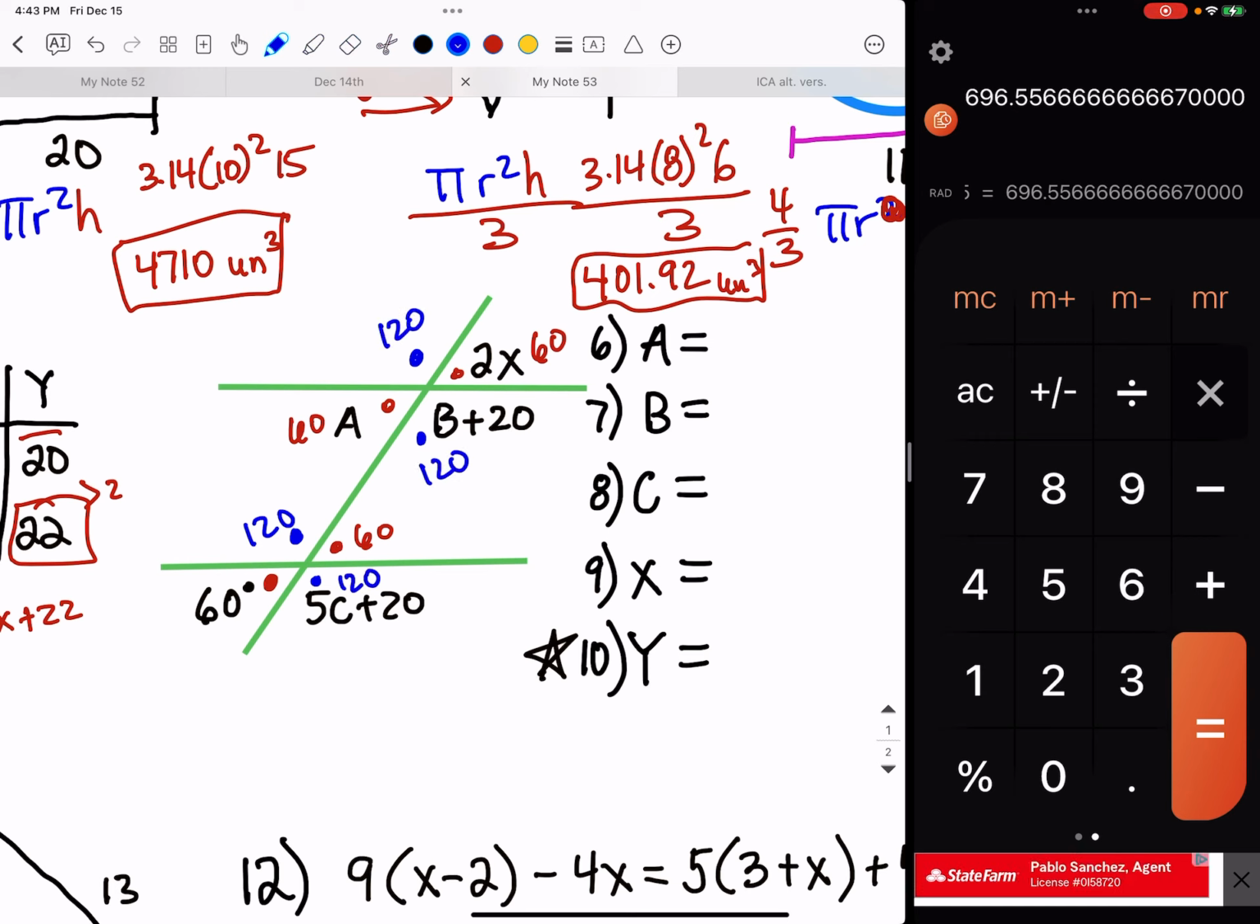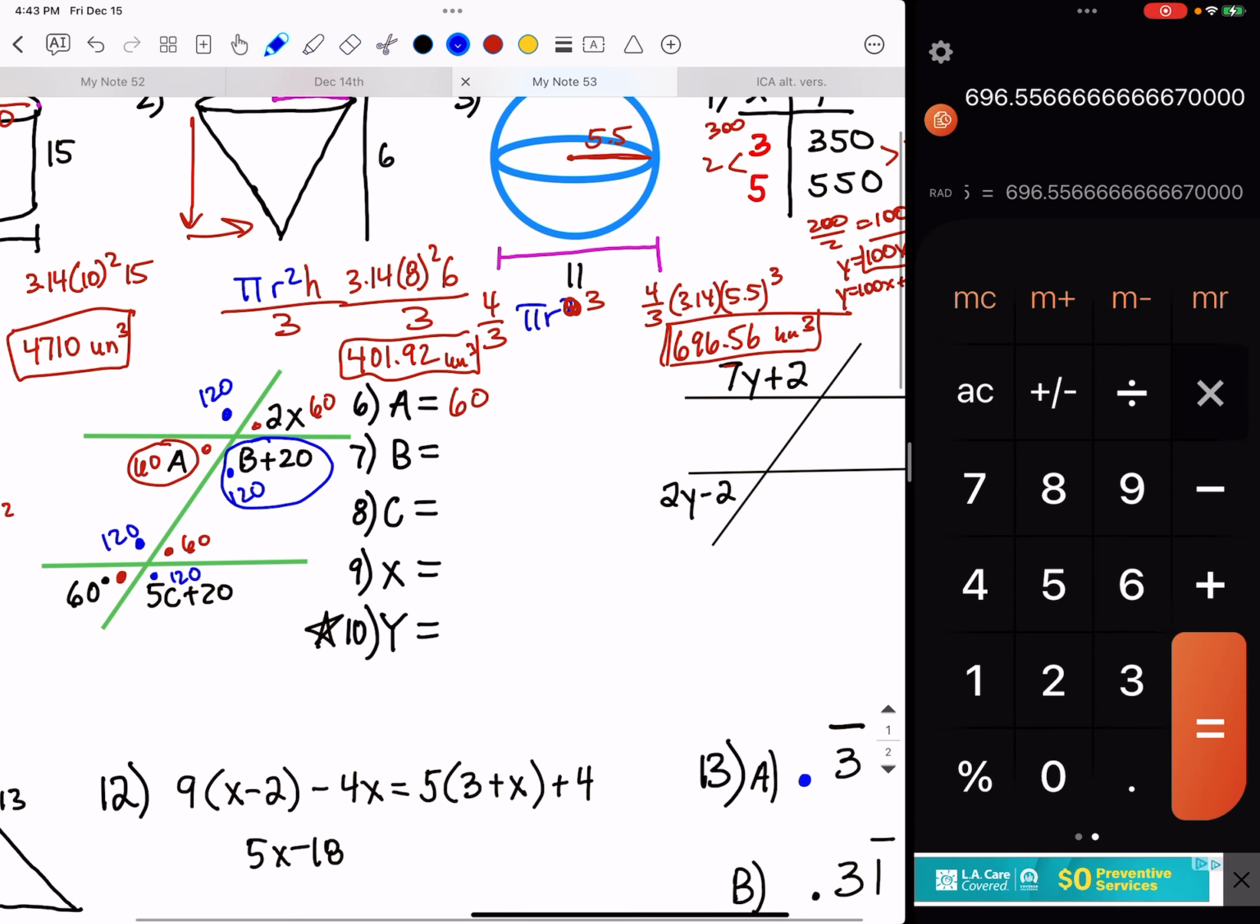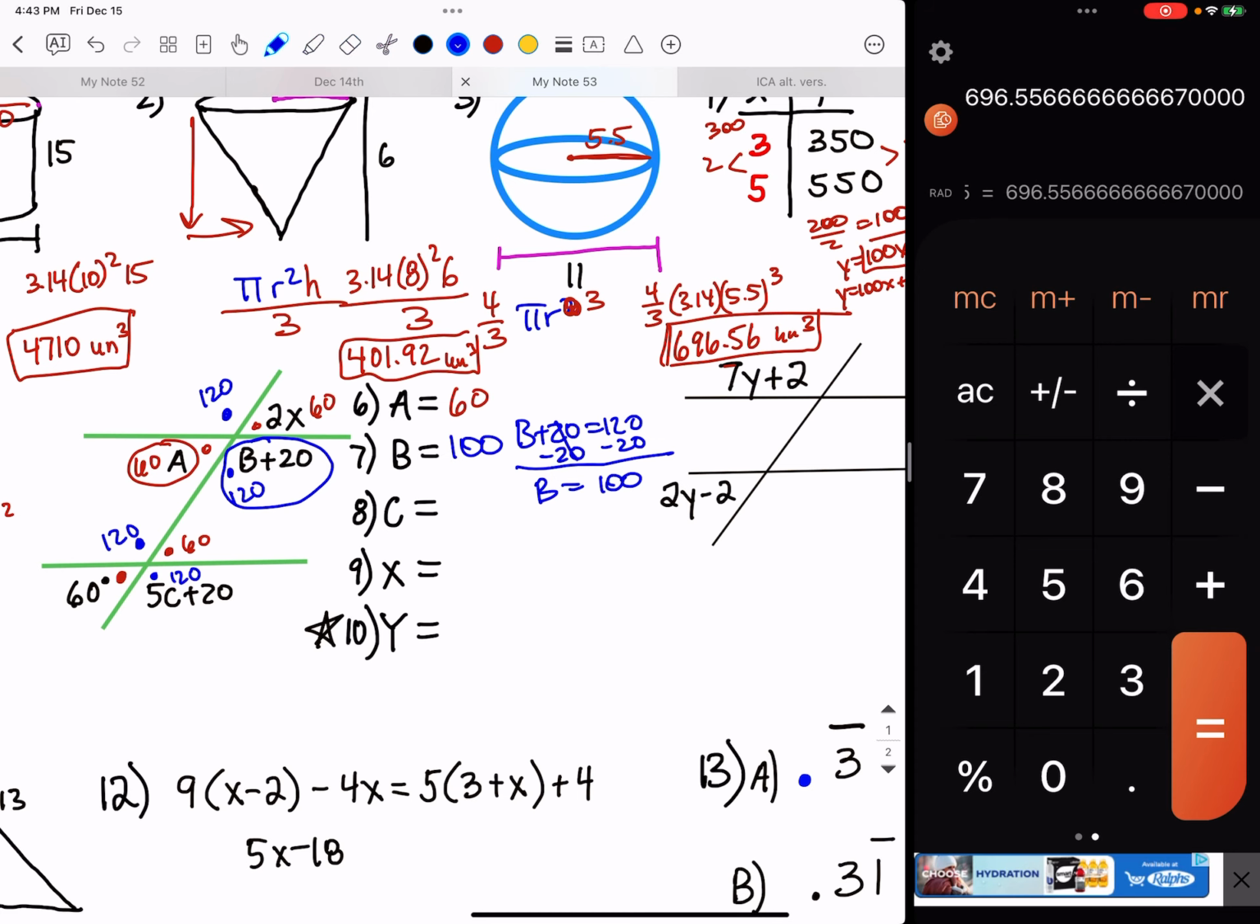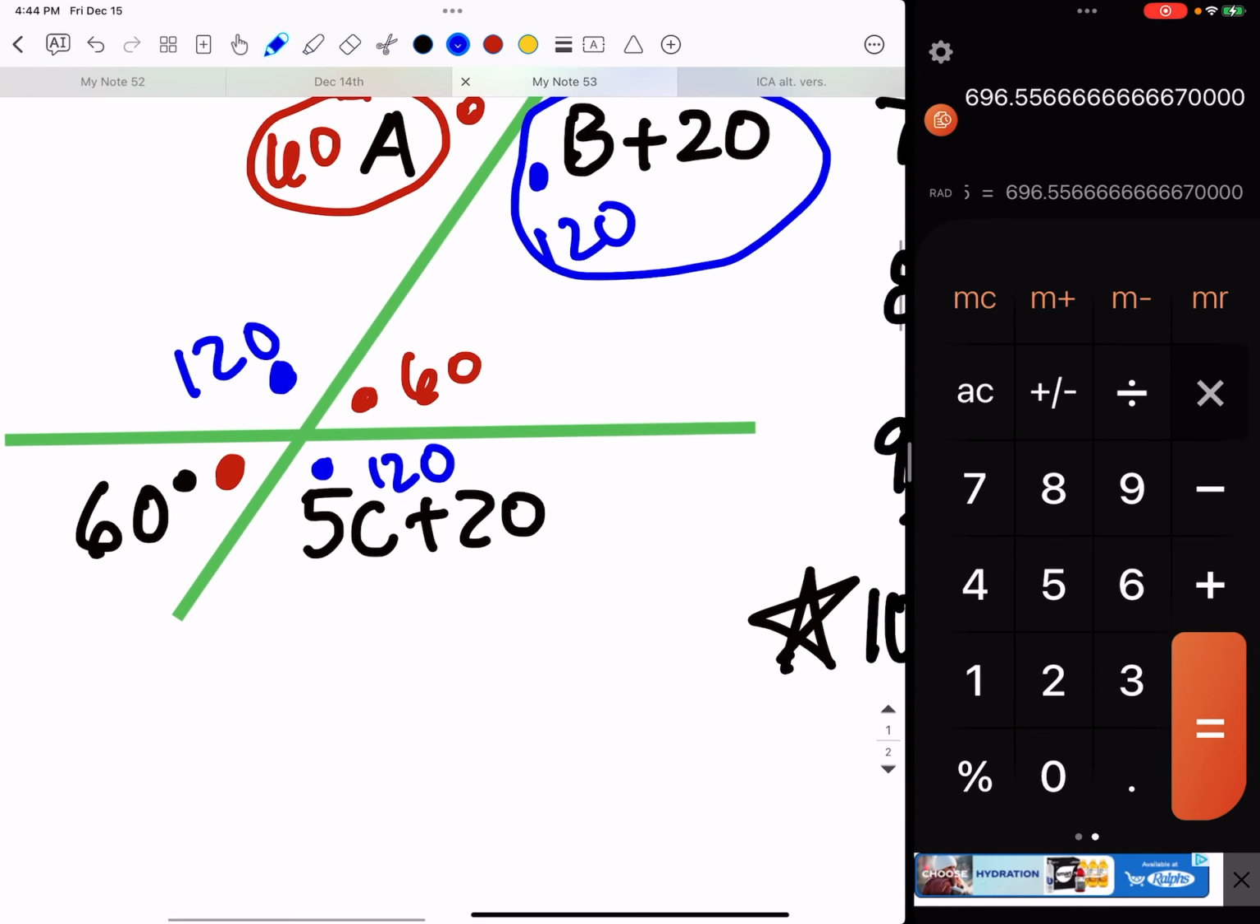Now let's see which ones we know. A looks like it's just 60. Okay. Let's see. B plus 20 is 120. So let's do that over here. B plus 20 equals 120. If I subtract the 20, that gets rid of it. B equals 100.